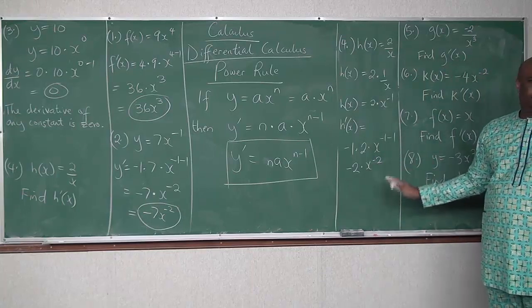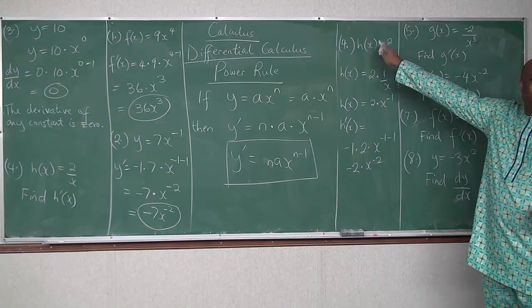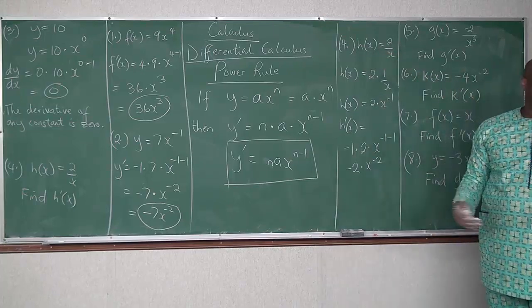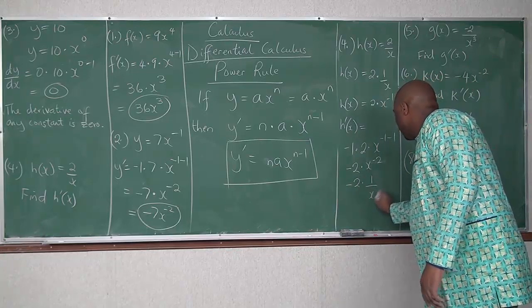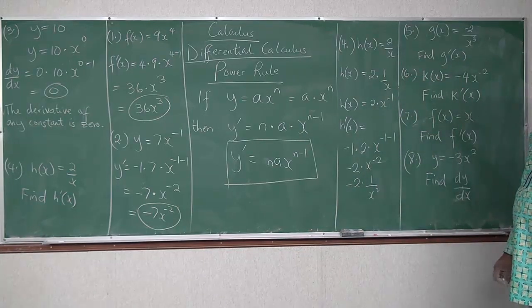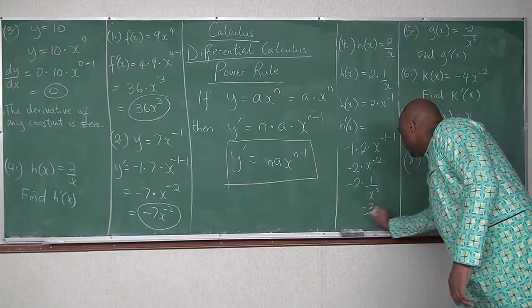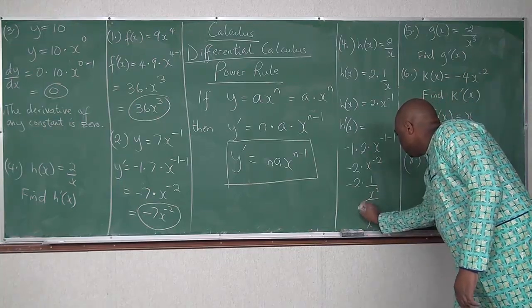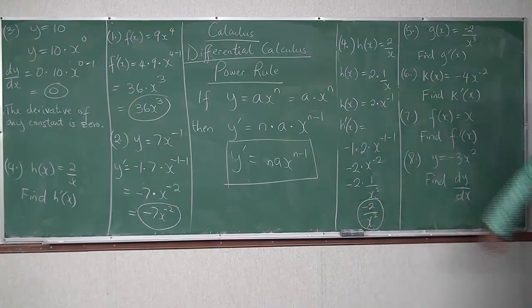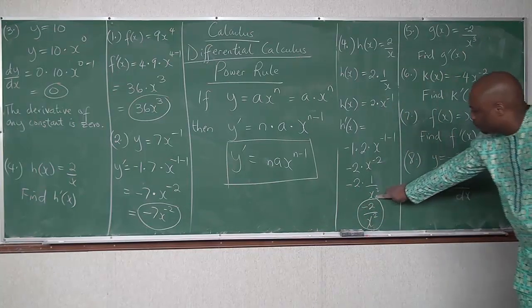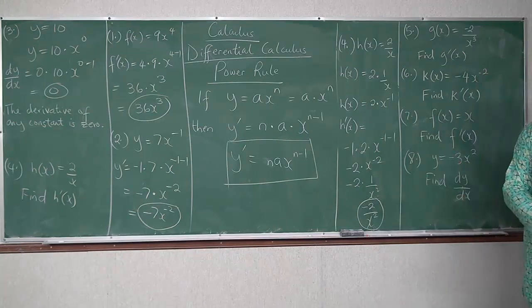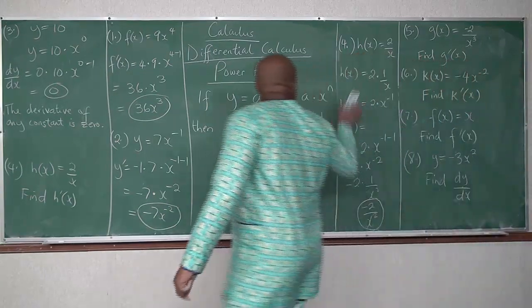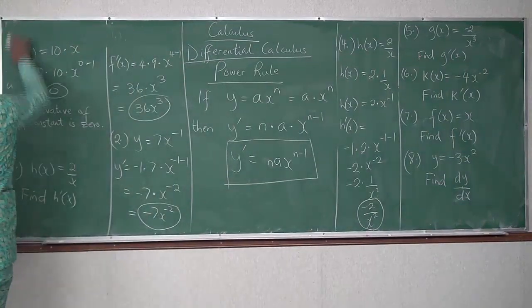You don't leave it here. No. They gave it to you as a fraction. You've got to give it back to them as a fraction. So this will be negative 2 times 1 over x squared. Therefore, this is negative 2 over x squared. h prime of x is negative 2 over x squared. Does it make sense? Do you understand what I've done so far? Okay? Alright?